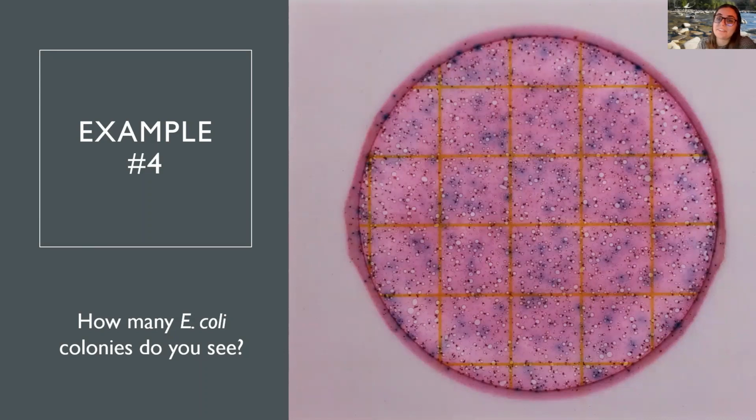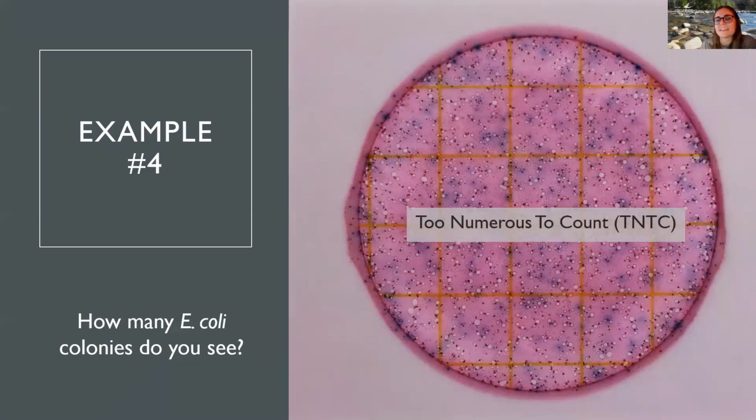What's this one? Yeah, Gretchen went ahead and put it in there. TNTC. So what does that mean, TNTC? Too numerous to count. So pretty obvious, right? If you were to see this, you would be like, oh, no way can I count every single one of those little dots, right?